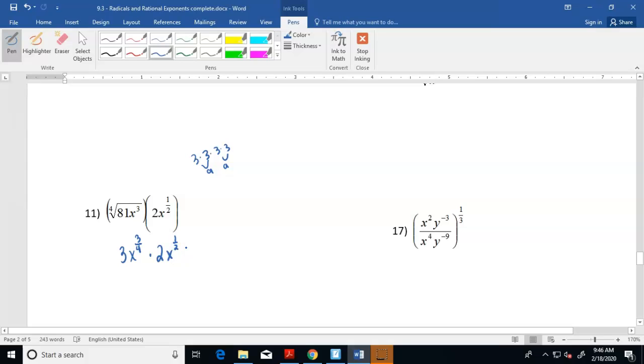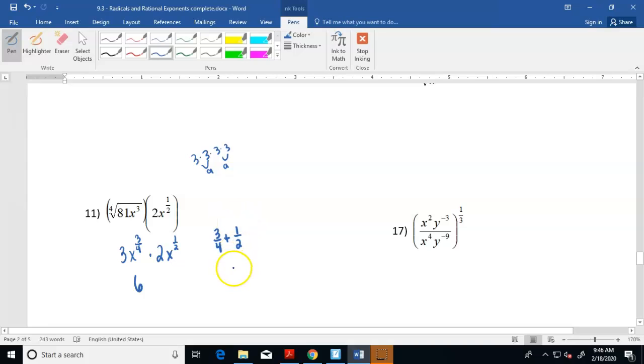All right, so Tristan, what do we do with those coefficients? Not the coefficients, coefficients are the big numbers, the 3 and the 2. What do we do with those? We multiply those. Then what do we do with the exponents? We add those. So we will do 3/4 plus 1/2.